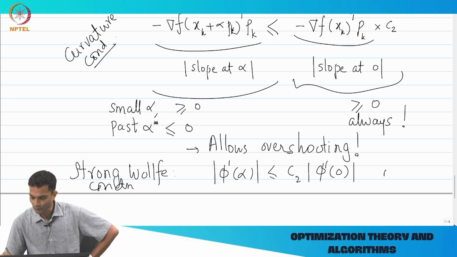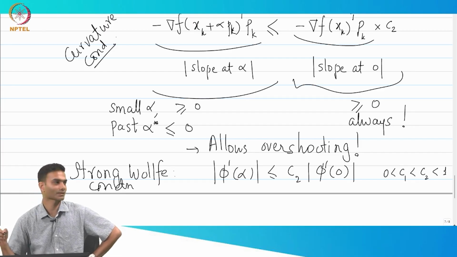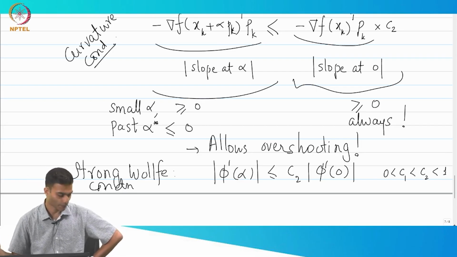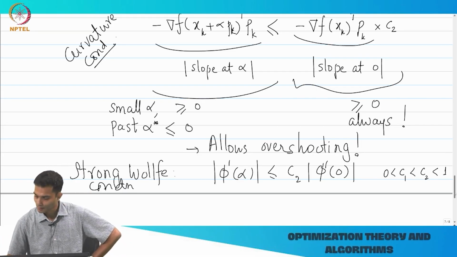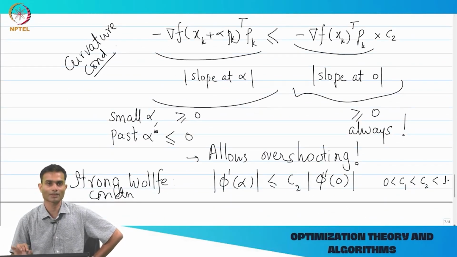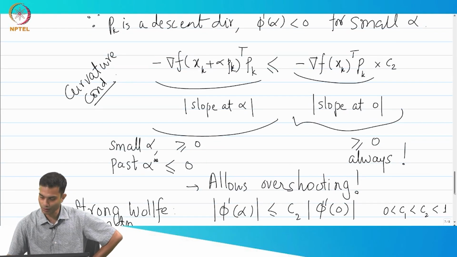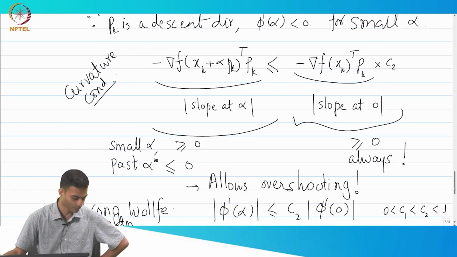Okay. Typically what is done is that your C2 is a little bit larger than C1, typically. But having done this, this is fine. Intuitively we understand that we don't overshoot too much. But can we try to plot where this is going to happen?